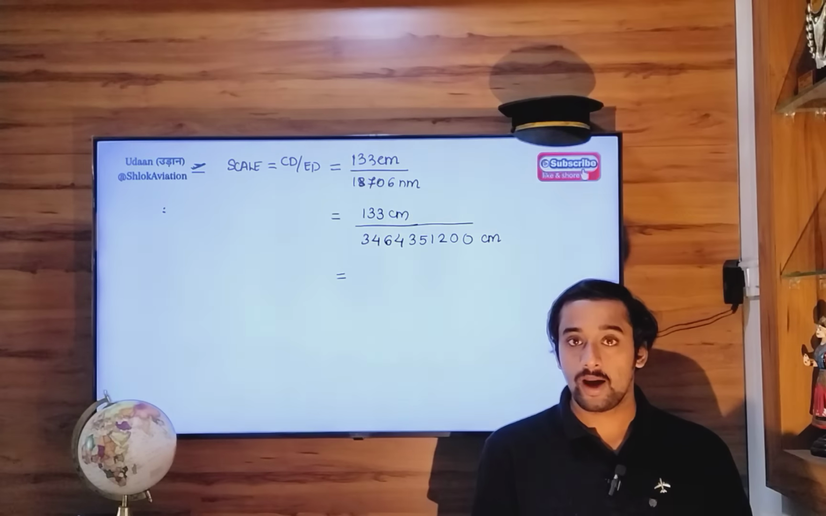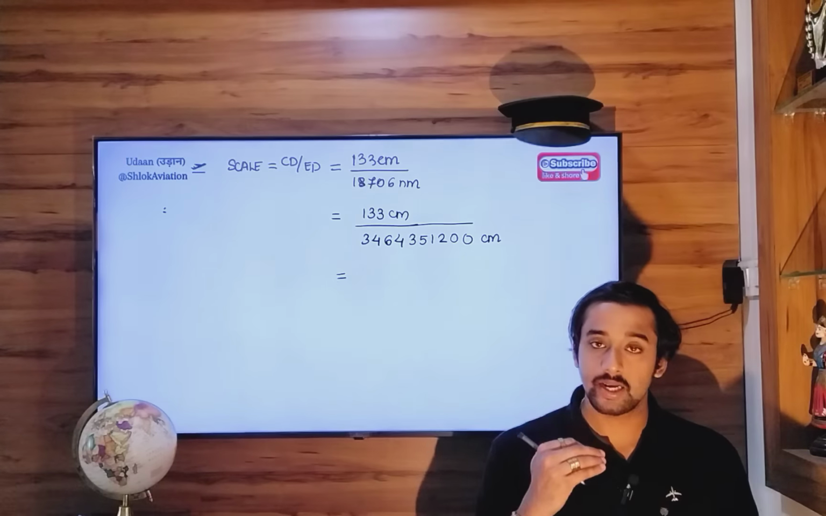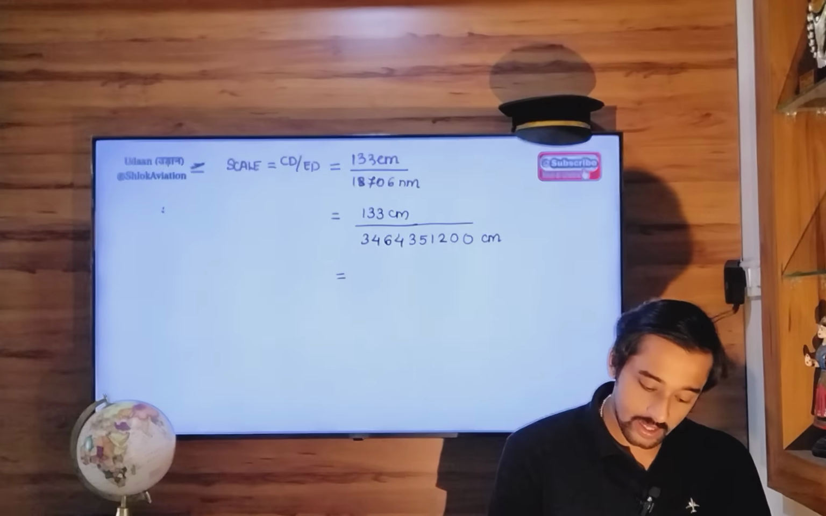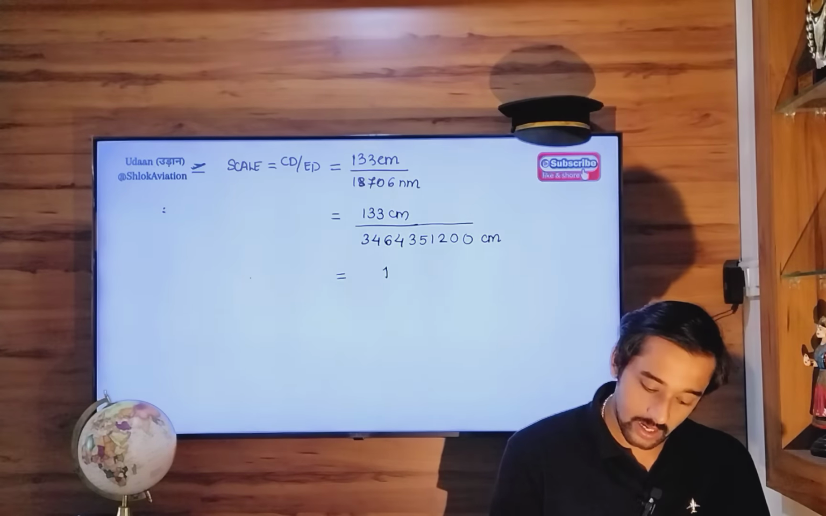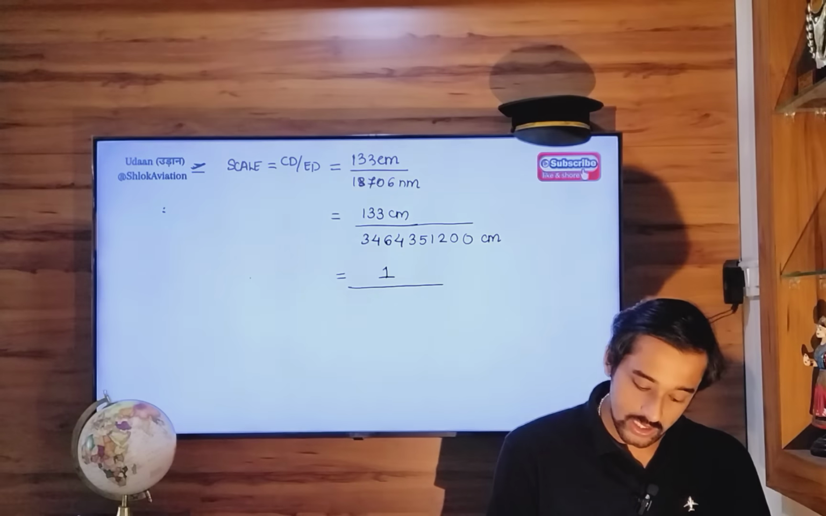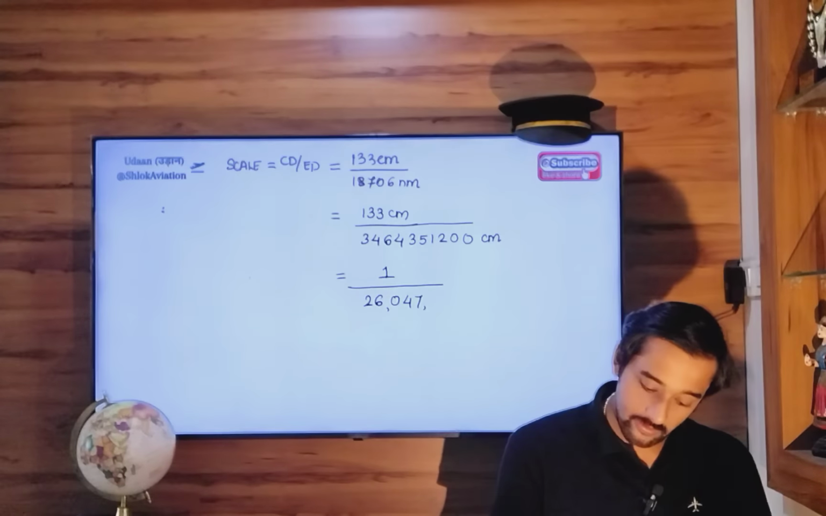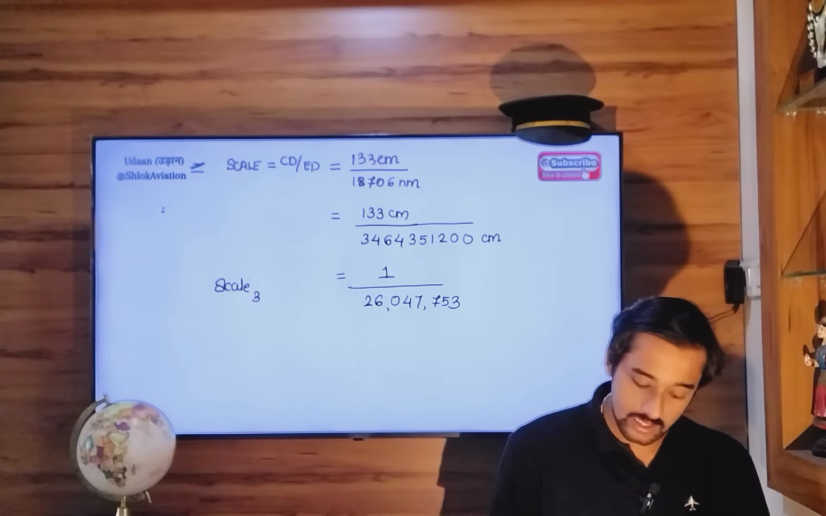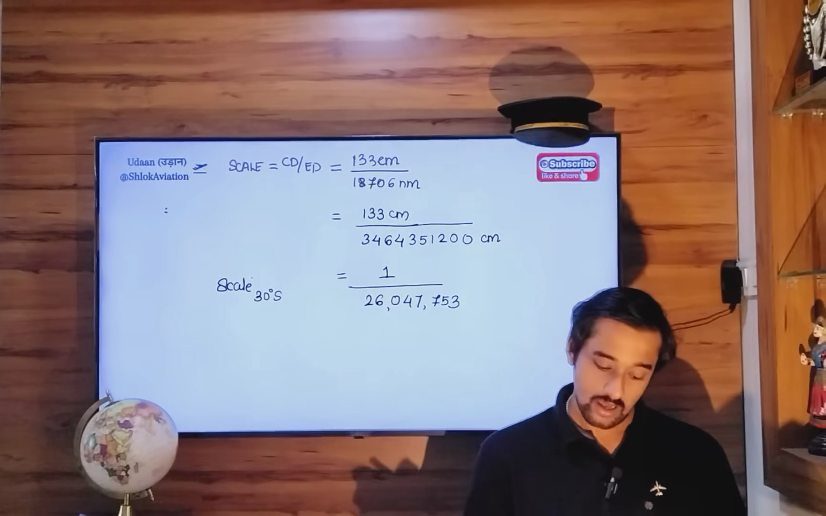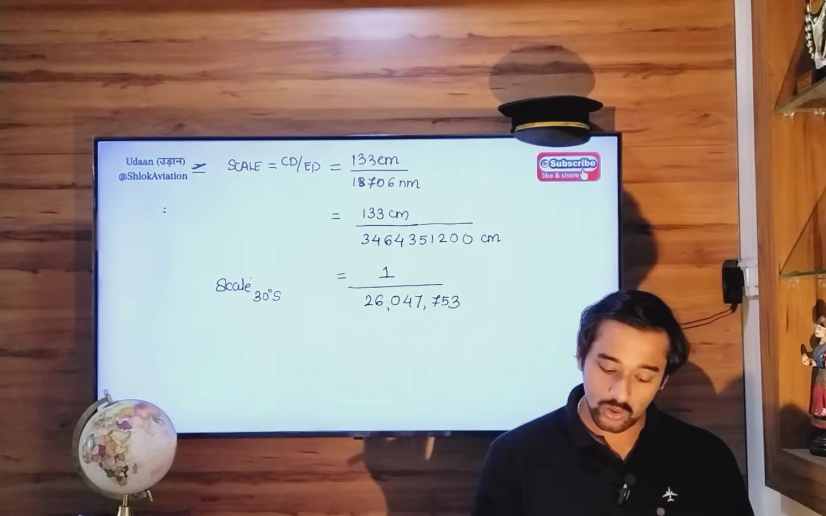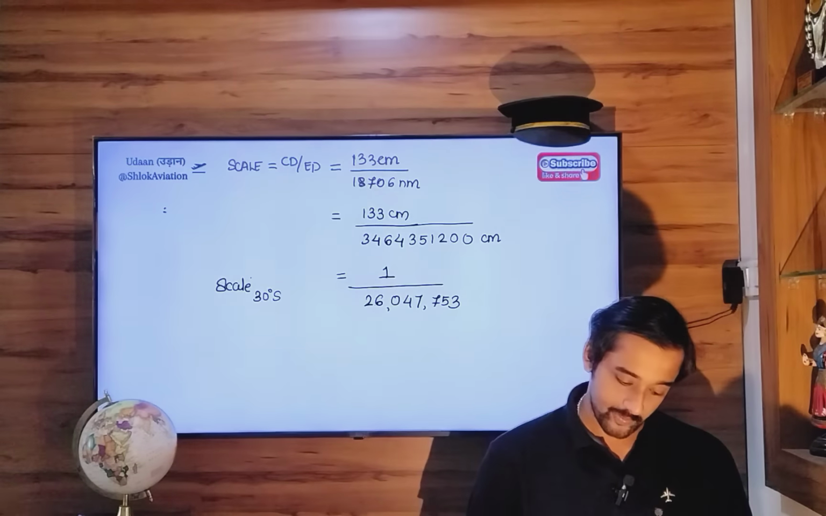So now we want 1 in the numerator. So divide numerator and denominator by 133. So you get the final answer as 1 divided by 26047,753. So this is the scale at 30 degrees south latitude. Okay, that is 2 crores 60 lakh something.